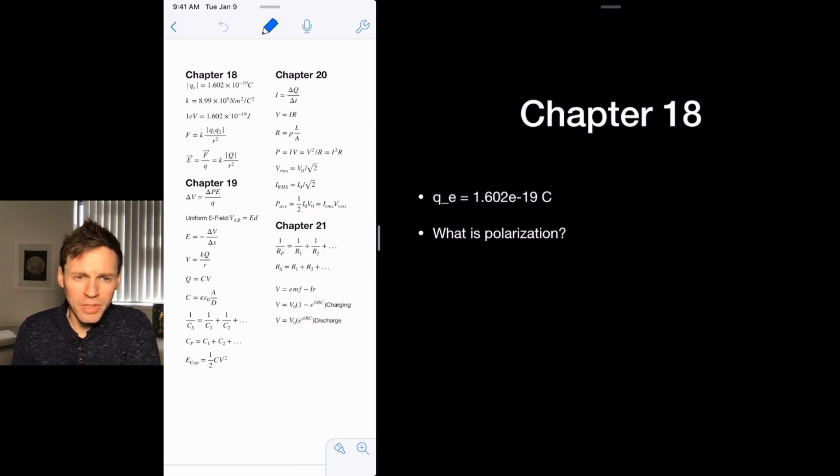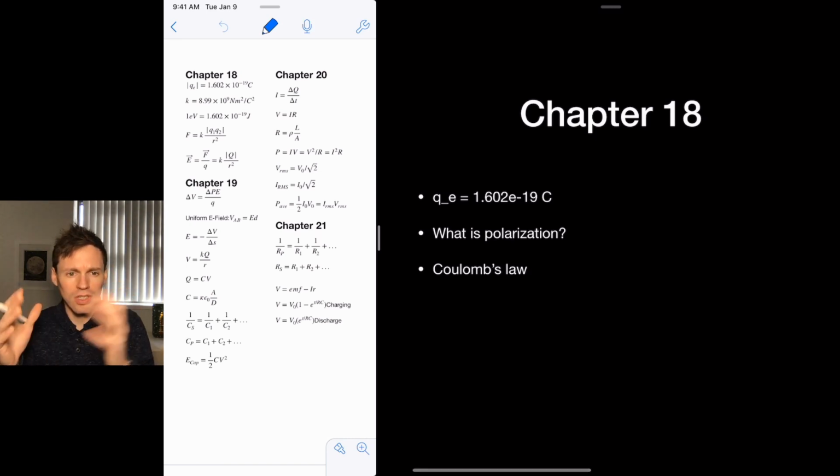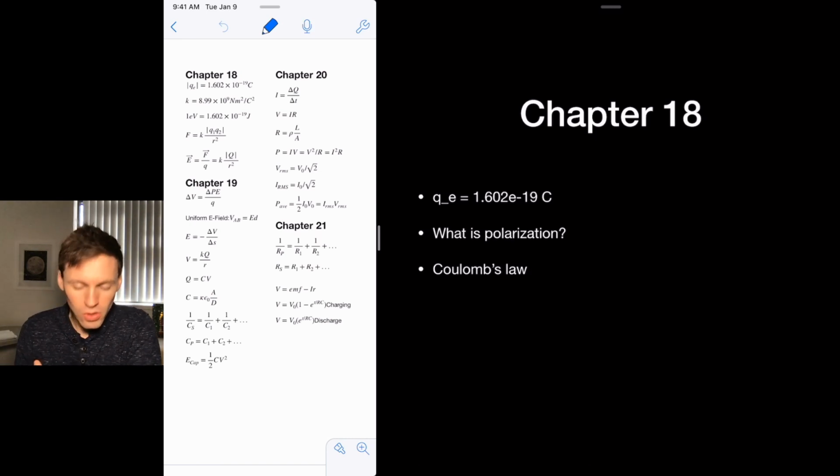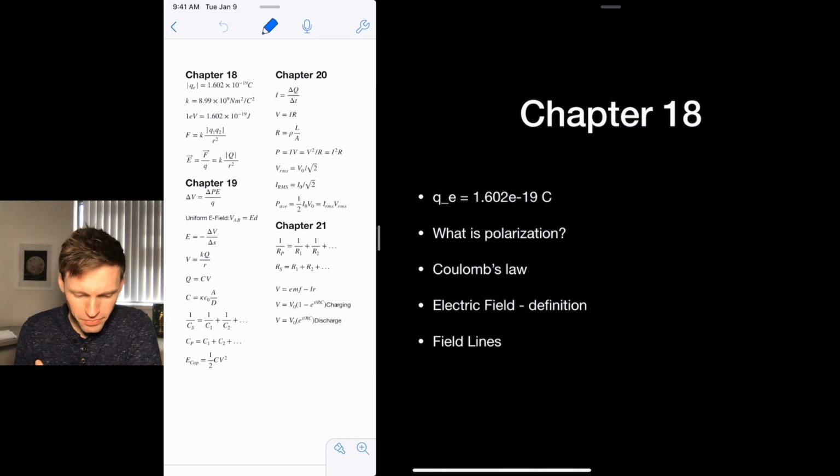I could ask you what polarization is. What does that mean? If you have charges separated, that's polarization. Coulomb's law, F is k Q1 Q2 over R squared. You're going to need to know that. What is the electric field? Make sure you understand what that thing is and how to calculate some stuff with it.